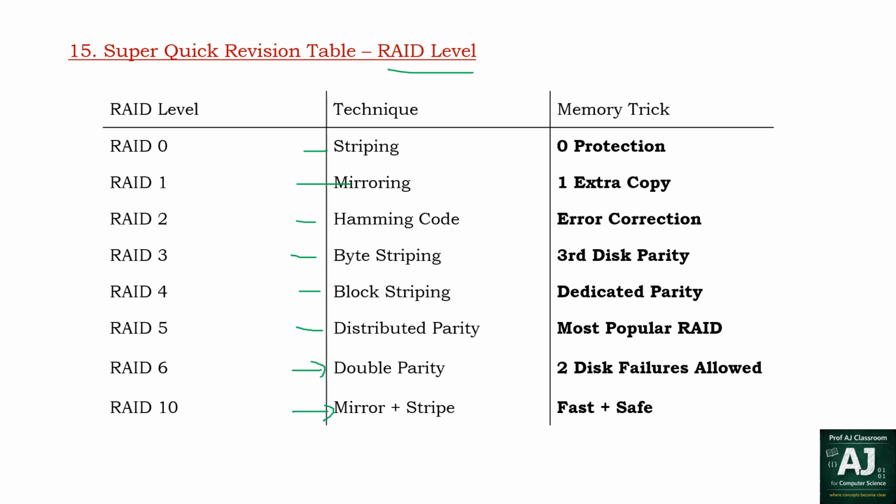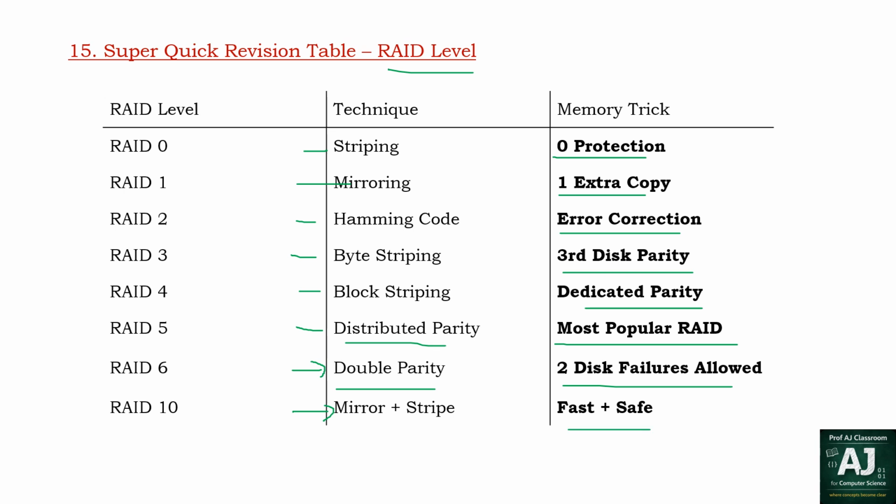And memory trick, which is RAID 0 is zero protection. RAID 1 is one extra copy, that is mirroring. RAID 2 is error correction Hamming code. RAID 3, third disk parity, that is byte striping. RAID 4 is dedicated parity block striping. RAID 5, most popular RAID, distributed parity. RAID 6 is double parity, two disk failures allowed. And then RAID 10, mirror plus stripe, that is fast plus safe.